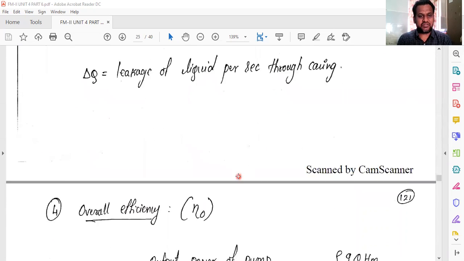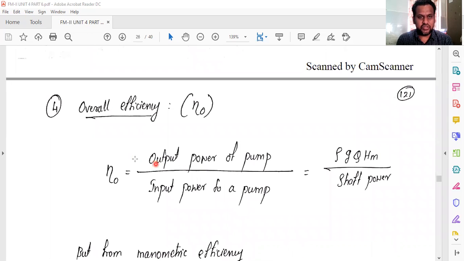The last one is overall efficiency. If we consider overall efficiency, it is the output power of the pump divided by the input power of the pump. Obviously, you are considering all types of efficiency combined. So output power of the pump divided by input power of the pump. What is the output power of the pump? Rho into g into Q into Hm, divided by the input, which is nothing but shaft power.